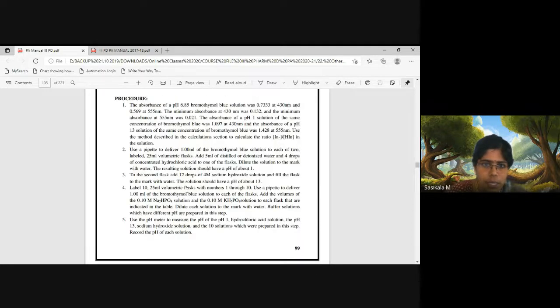Lambda max of pH 13 solution is at 555. This is the maximum absorbance for pH 13 after scanning. For pH 1, the maximum absorbance wavelength, lambda max, is 430 nanometer. Here also it is maximum at a particular wavelength, for the pH 1 and pH 13 solutions.